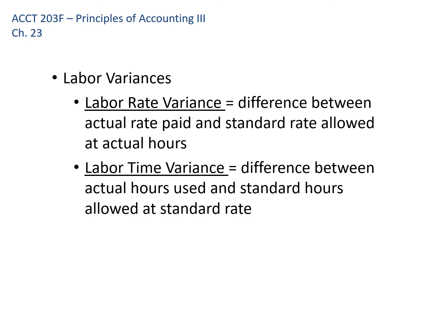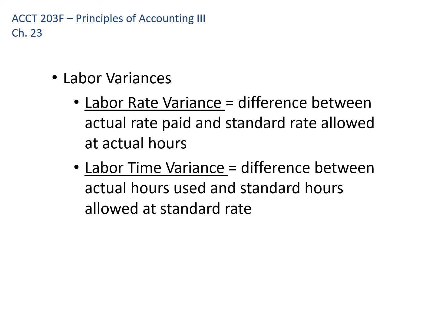So you'll notice something similar here. So we'll look at labor variances, and there's two variances here. The labor rate variance, how much should we pay people, and the labor time variance, how efficient were they? So the labor rate variance is the difference between the actual rate we paid people and the standard rate we should have paid them times the actual hours they worked. The labor time variance is the difference between the actual hours worked and the standard hours that should have been worked for that level of production at the standard rate of pay.